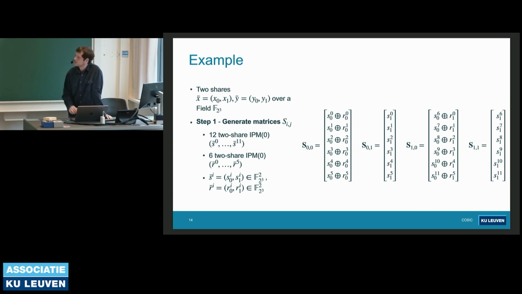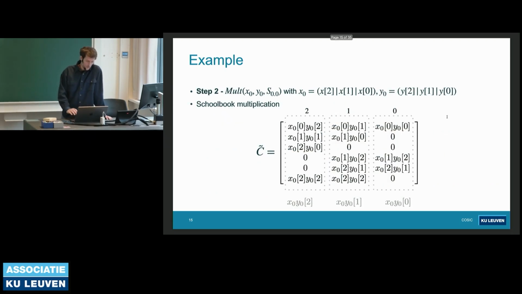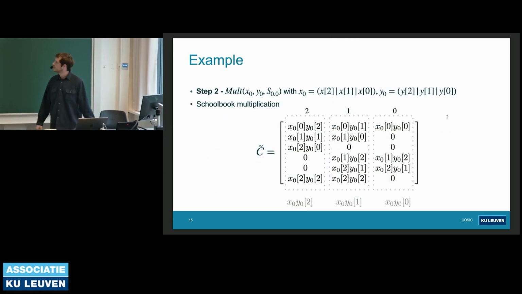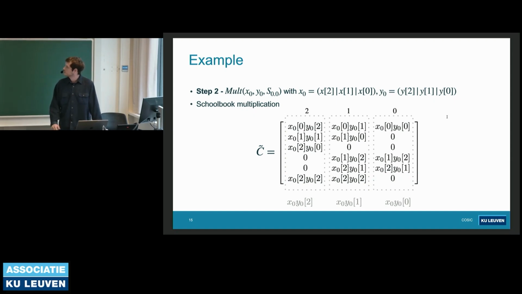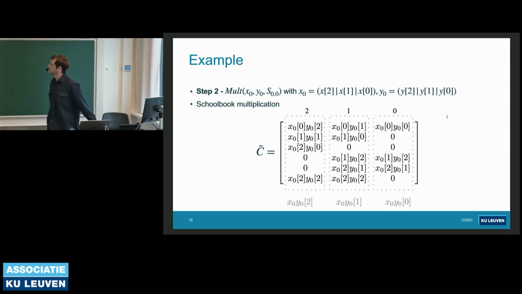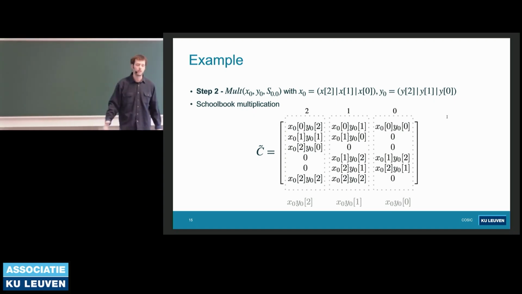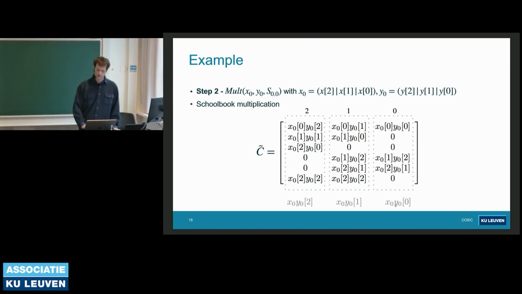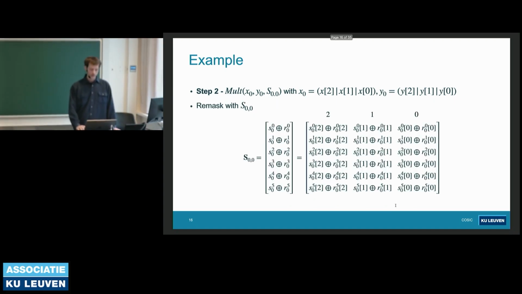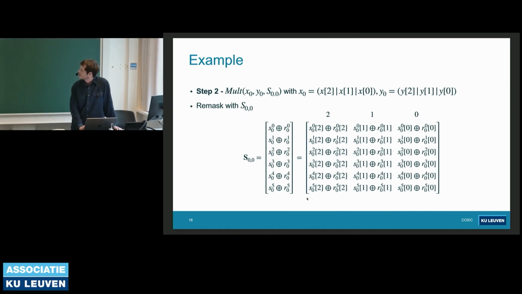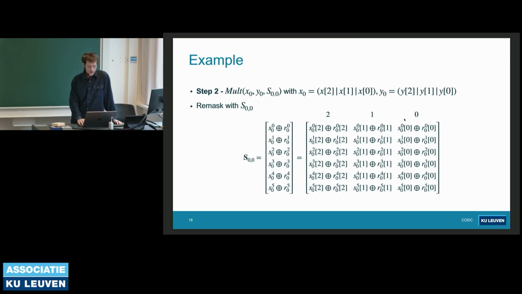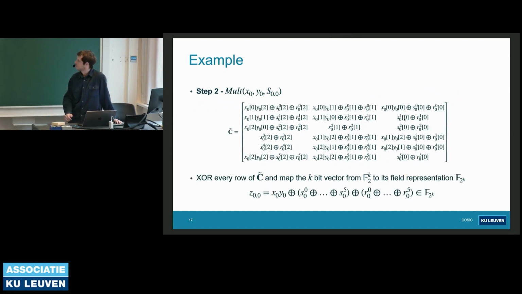Now, when we have this done in an offline phase, we can go to the online phase where we make this whole multiplication. As I mentioned, we follow the schoolbook multiplication. We have this C tilde matrix here. This is just the matrix such that if you do the XOR, you get x0 times y0. And we have to pick our S00. We represent these as a matrix. And then basically we just do the XOR.